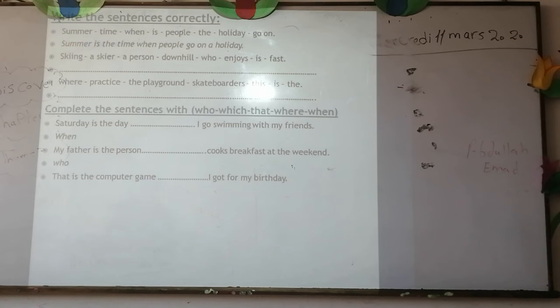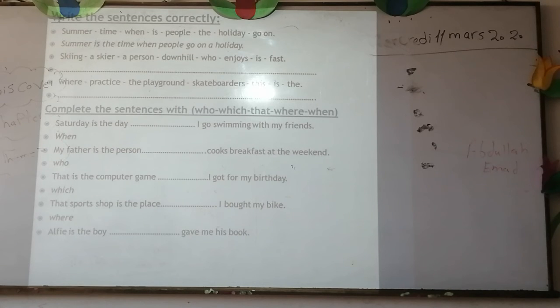That is the computer game I got for my birthday. Computer game. What is it? Is it a person? No. Is it a place? No. Are we talking about time? No. It's an object. That's the computer game which I got for my birthday. That sports shop is the place. Okay, we're talking about a place, so of course we're gonna write where.